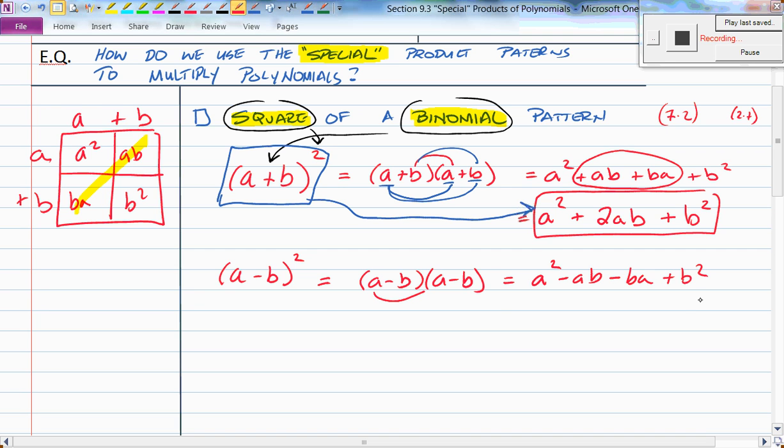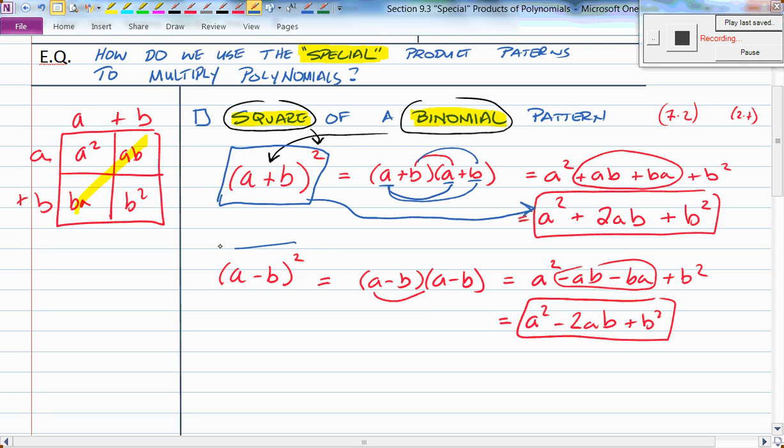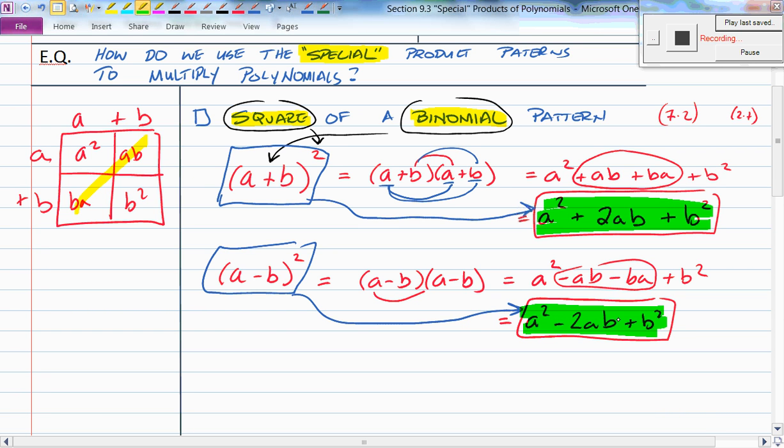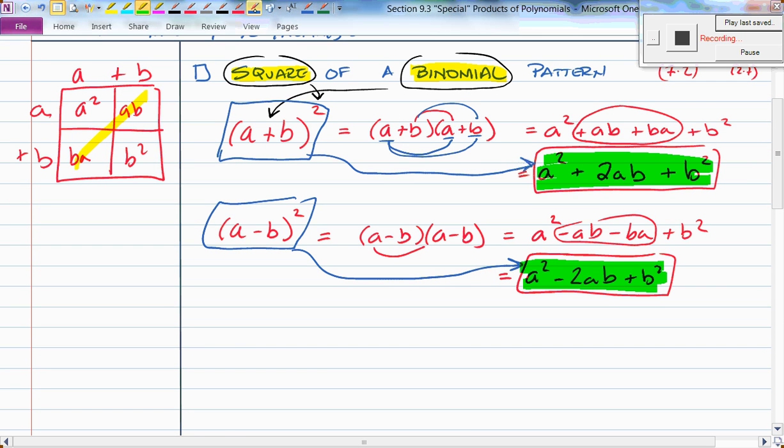positive b squared. Anybody see any like terms here? Yeah, so I end up with a squared minus 2ab plus b squared. All right, so the goal here to remember, whenever we see (a - b) squared, it's going to turn into this for the exact same reason. Now take a look at these. These are really similar, aren't they? Look how similar these are. What's the only difference? The only difference is a minus sign in front of that AB.